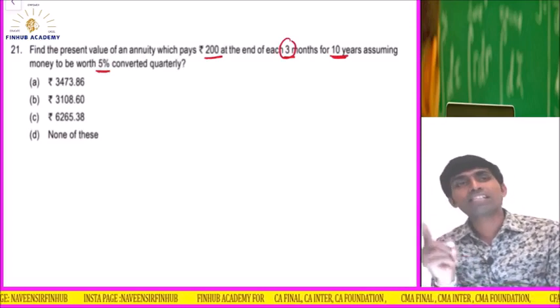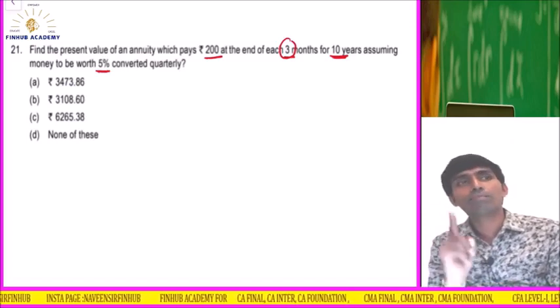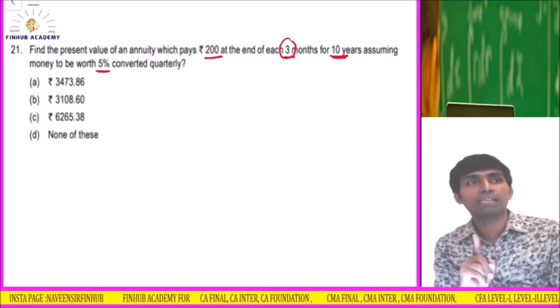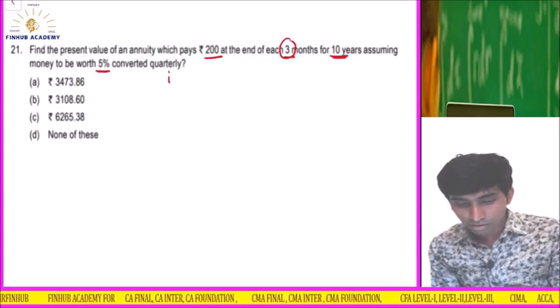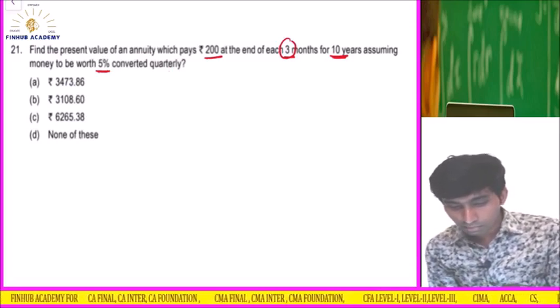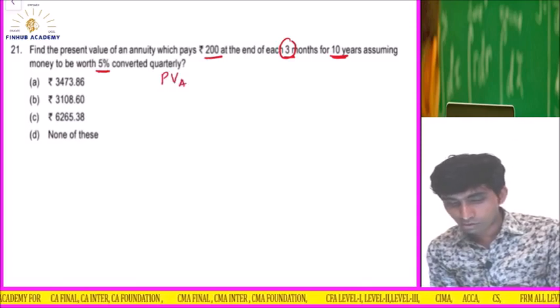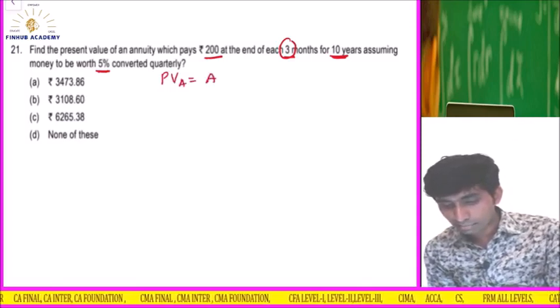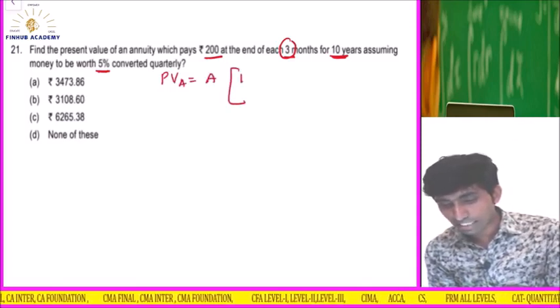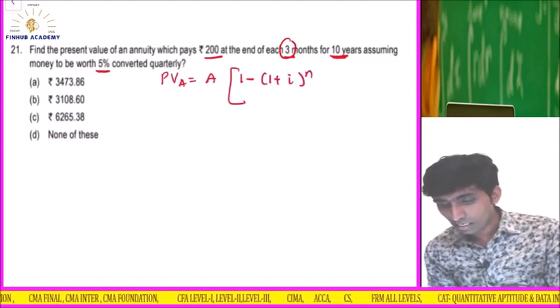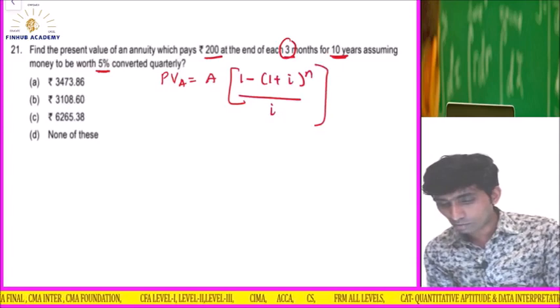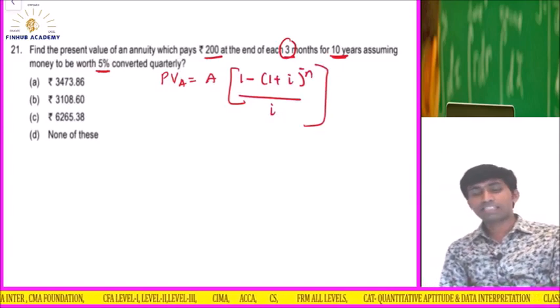So this 5% is also, if you remember, I said if they don't give it per annum, still you have to assume that it is per annum only. It's not per quarter. So by my formula, present value of annuity is equal to annuity multiplied by the normal formula, 1 minus (1 plus i) raised to minus n, upon i. This is what we used to use.